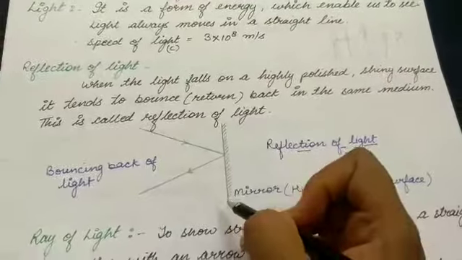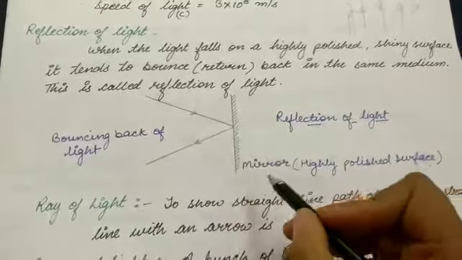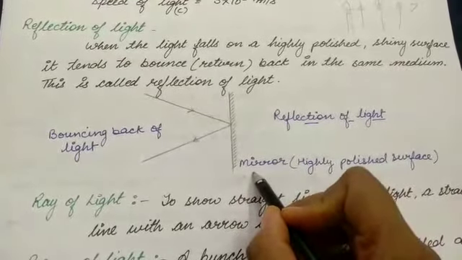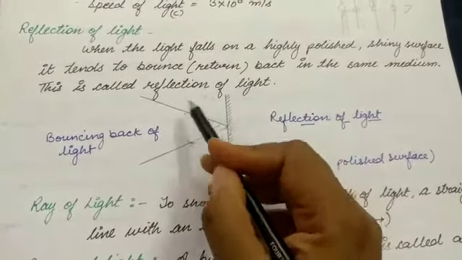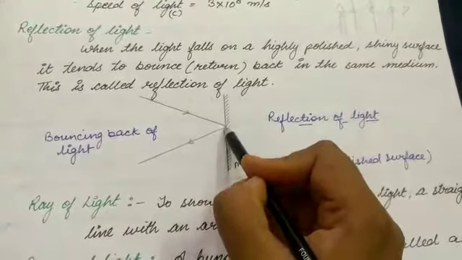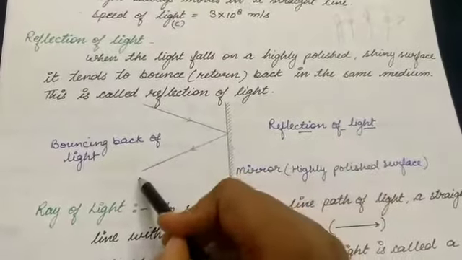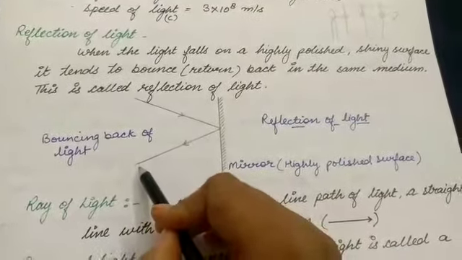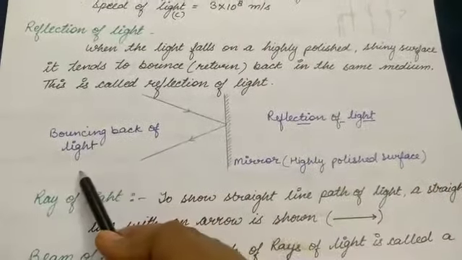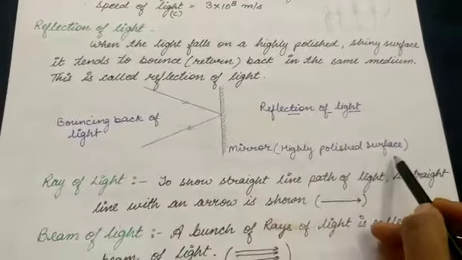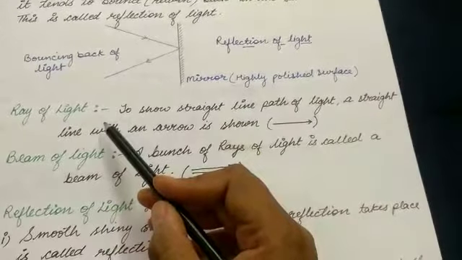Here I have shown it by a simple diagram. For a highly polished shiny surface, we have taken a plane mirror. It just behaves like that only. The light which is coming from any source, after striking the mirror, see, its path has changed and it has bounced back in the same medium from where it has come. So this is called reflection of light, that is bouncing back of light from a highly polished surface like a mirror.